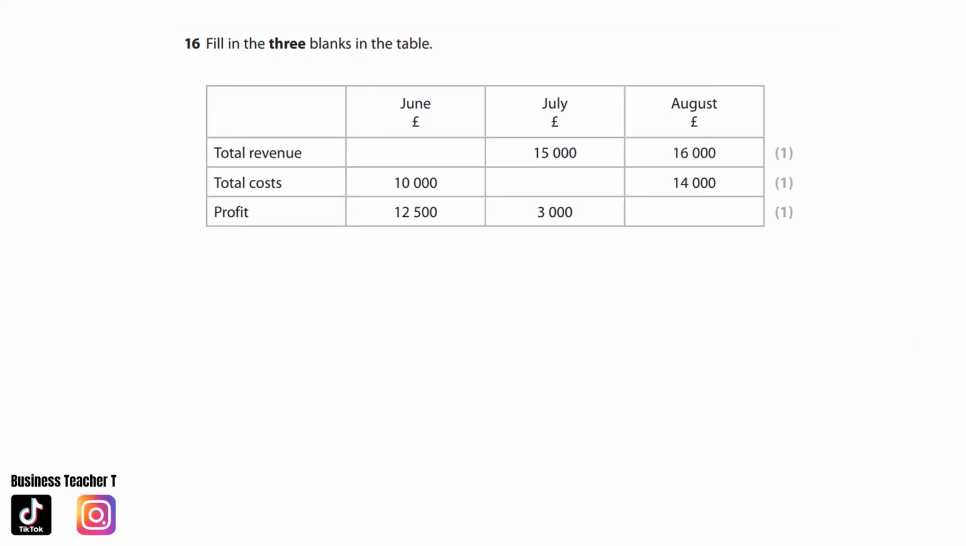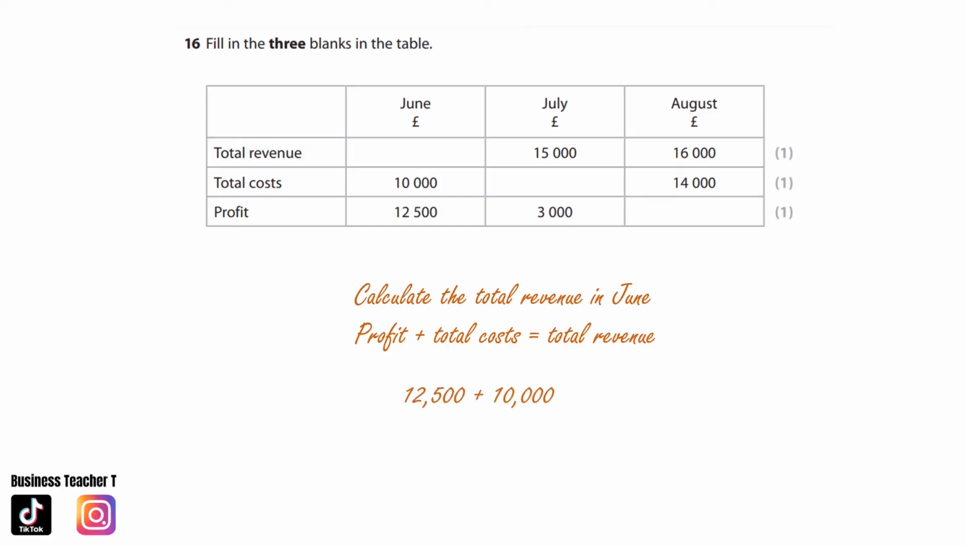Now on to revenue, costs and profit. Question reads as follows. Fill in the 3 blanks in the table. So our first blank is to calculate the total revenue in June. In order to do that, we could add profit to total costs to give us the total revenue. So the profit is £12,500 and the total cost is £10,000. So our answer is £22,500.